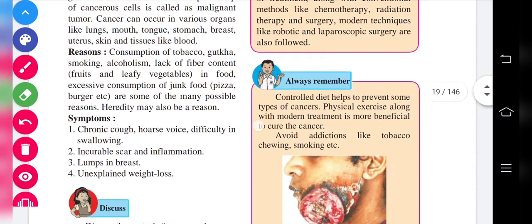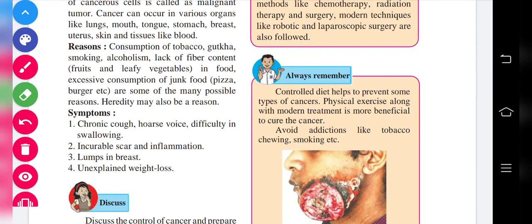These are some of the many possible reasons. Heredity is also a main reason. Heredity means the disease passes from parent to offspring, so that can also be a reason for cancer. So what are the symptoms of cancer?